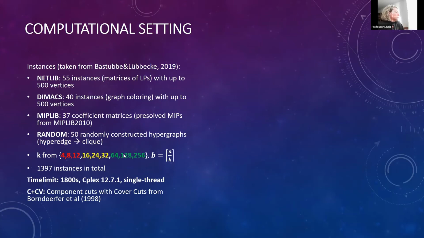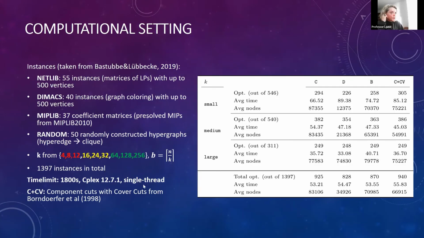Then, when it comes to the number of bins, we consider 3 classes of instances with small, medium, and large number of bins. The capacity of each bin was, as proposed in the literature, set to this value. We had a half an hour time limit, single thread runs, and the first results that I want to show you here are the results of 4 different branch and cut algorithms.